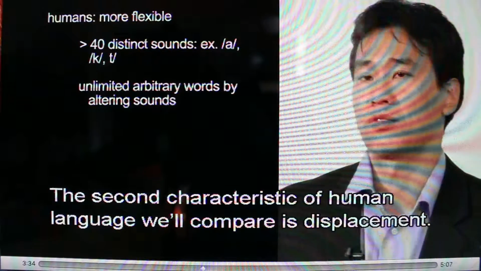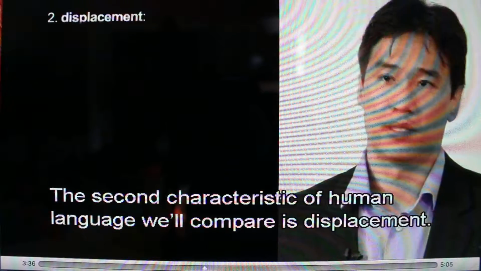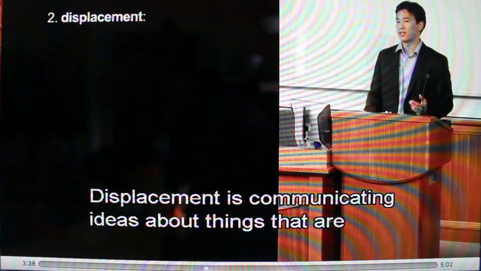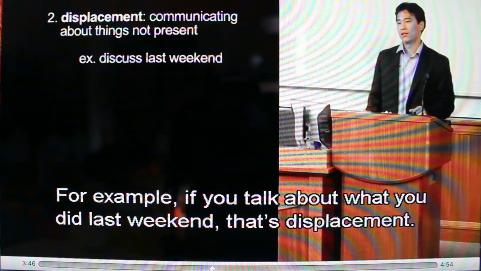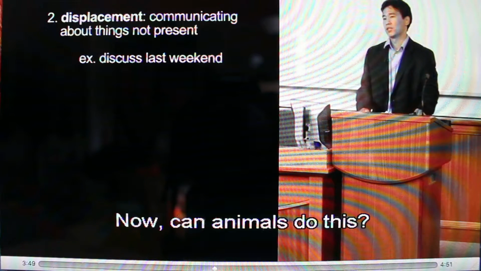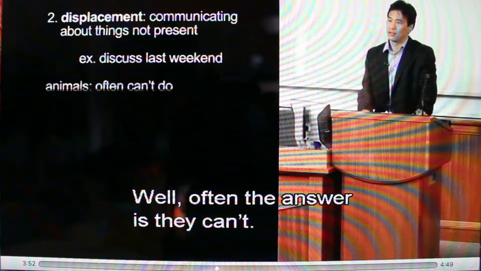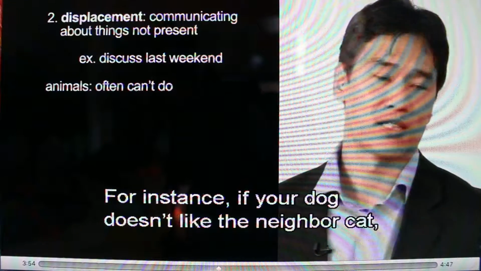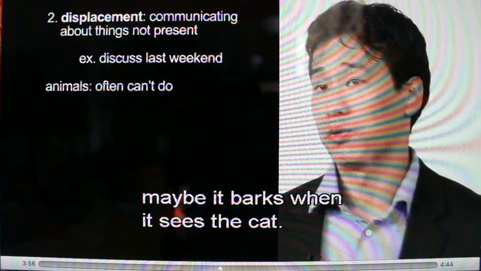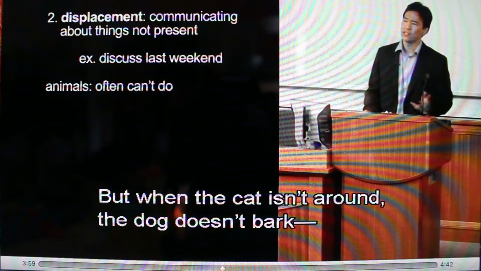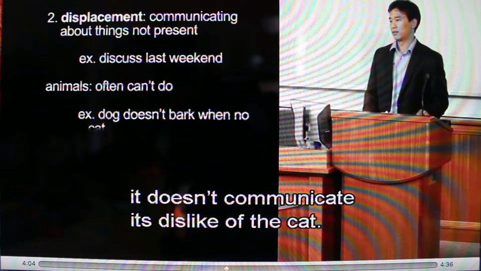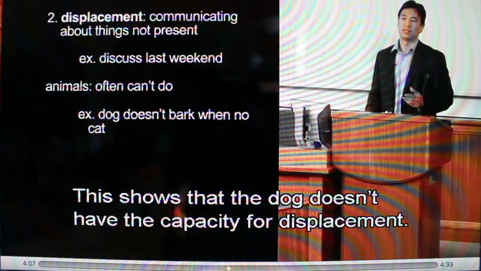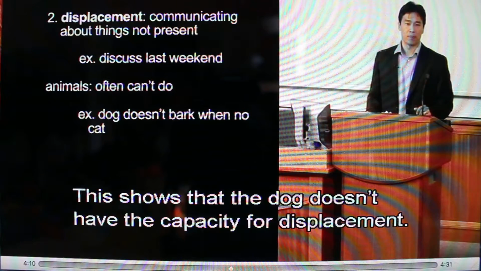The second characteristic of human language we'll compare is displacement. Displacement is communicating ideas about things that are not physically present. For example, if you talk about what you did last weekend, that's displacement. Now, can animals do this? Well, often the answer is they can't. For instance, if your dog doesn't like the neighbor cat, maybe it barks when it sees the cat. But when the cat isn't around, the dog doesn't bark. It doesn't communicate its dislike of the cat. This shows that the dog doesn't have the capacity for displacement.